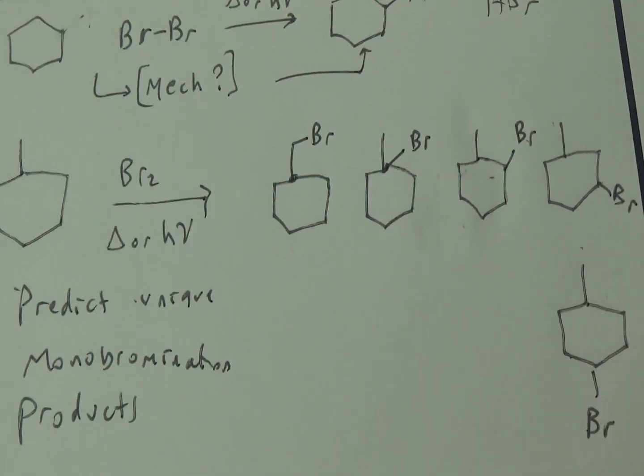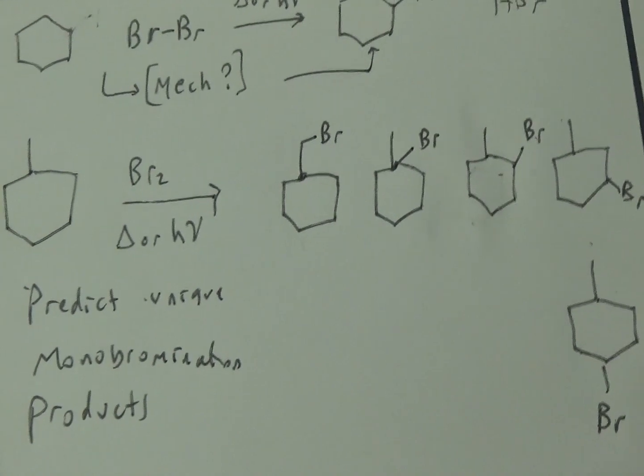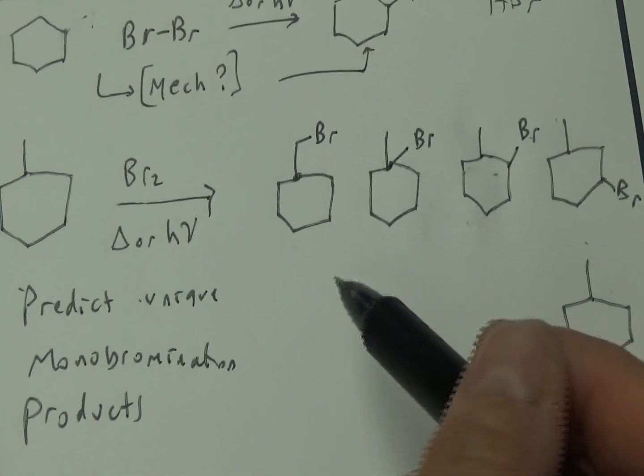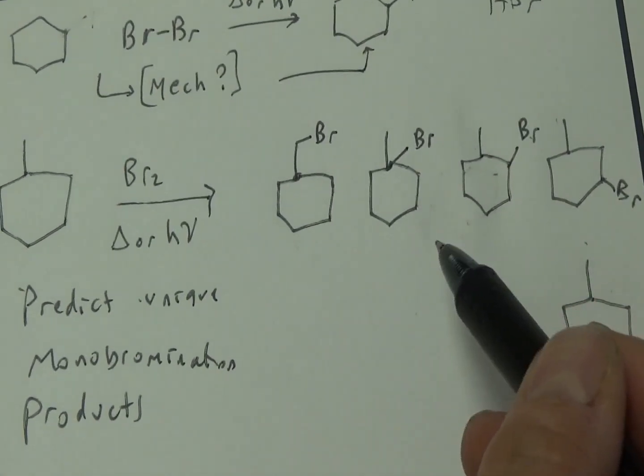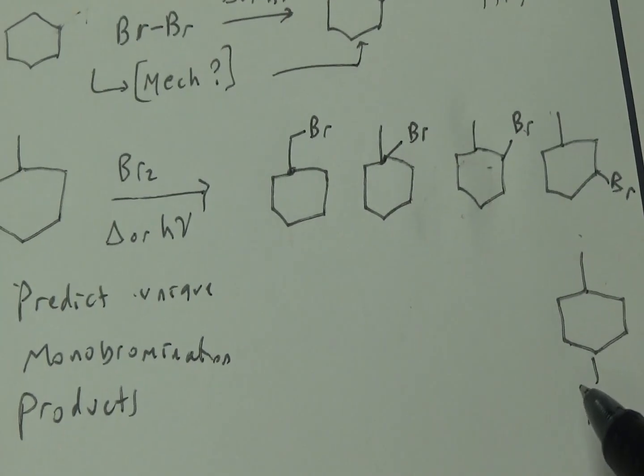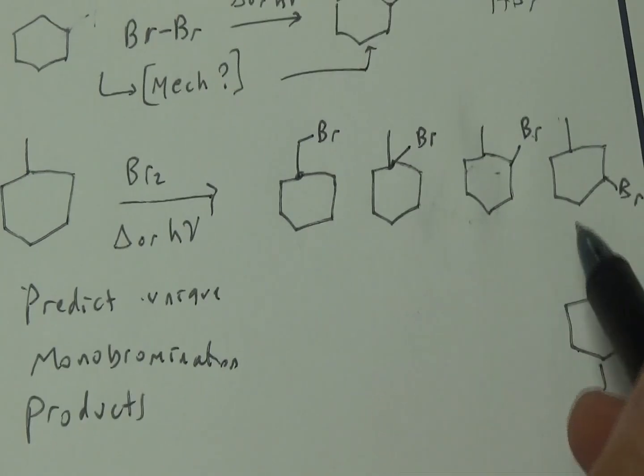Alright, cool. So we have 5 potential products, right? And they are all unique. None of these are the same. None of these are the same molecule. Now I give them letters. I'm going to say A, B, C, D, and E.